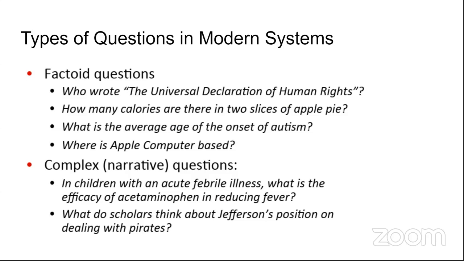So the type of questions in modern question answering scenario are either factoid questions or complex questions. Factoid questions are relatively easier to answer. So basically, who wrote the Universal Declaration of Human Rights? How many calories are there in two slices of apple pie? So what the system would have to do is try and find a passage in the knowledge base that it has, which contains the answer, and then the system has to extract the answer from the passage. Those are the two very basic steps. So first it has to parse the question for what it needs, then it goes and finds the passage, and then it tries and extracts the correct answer using information extraction or information retrieval based techniques.